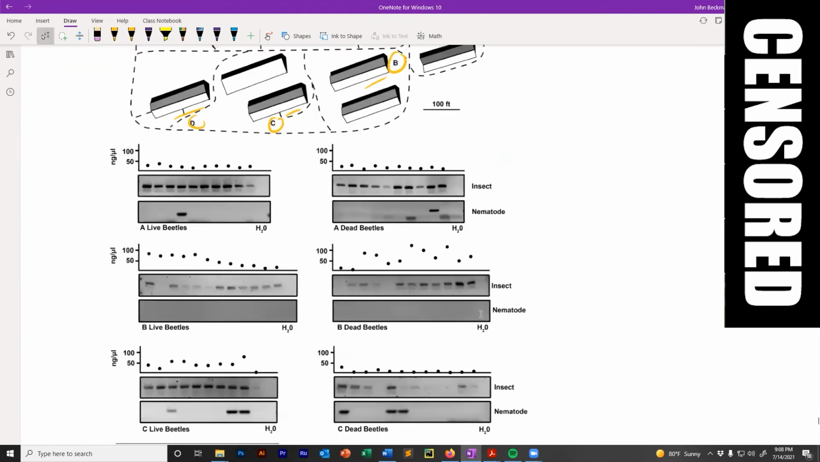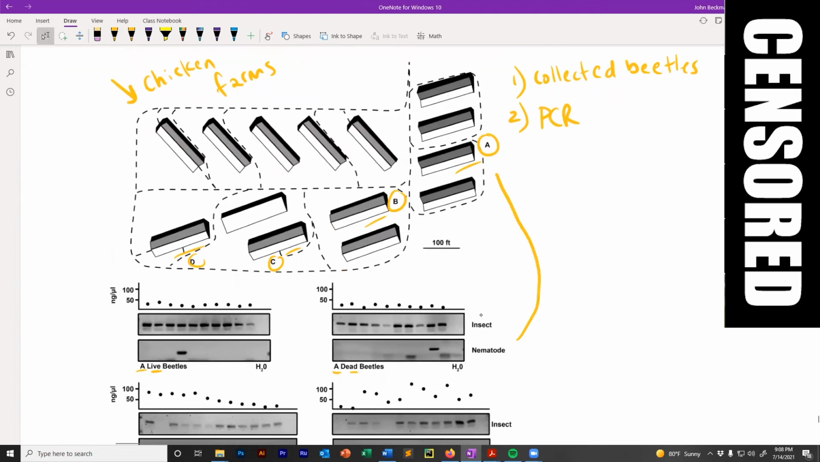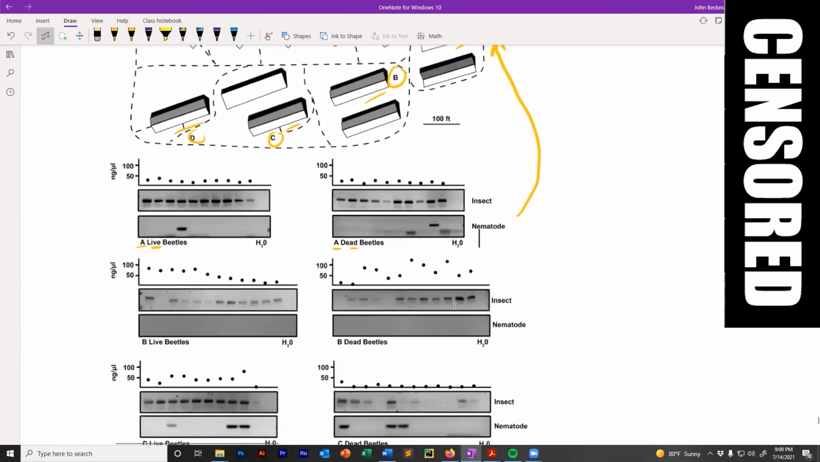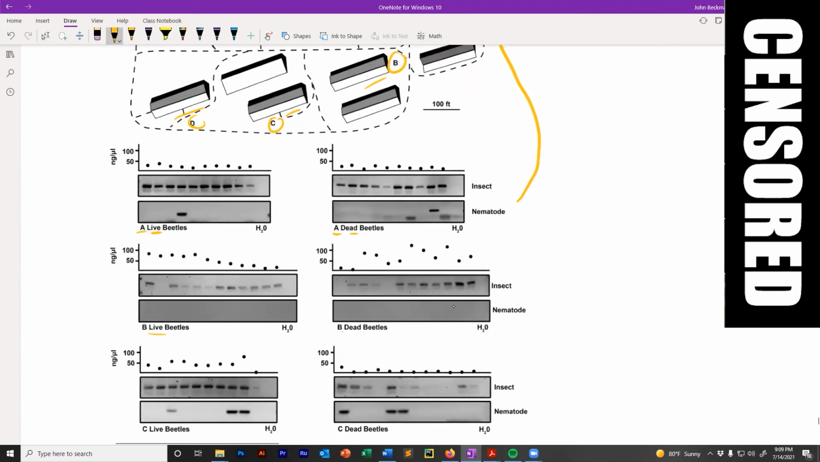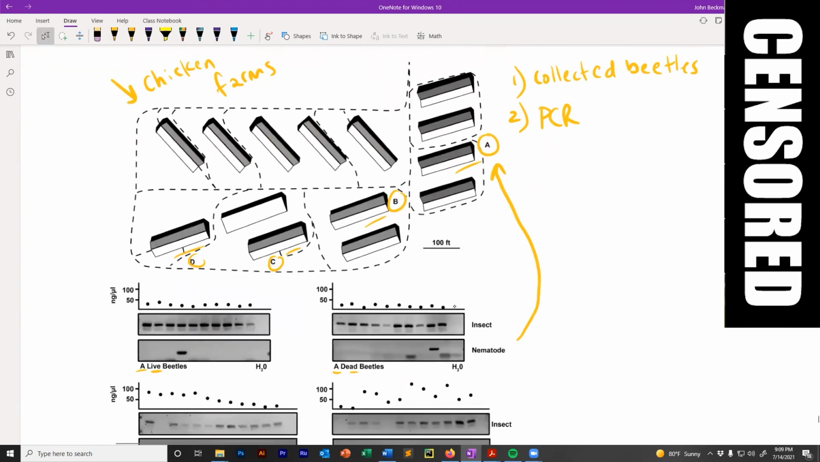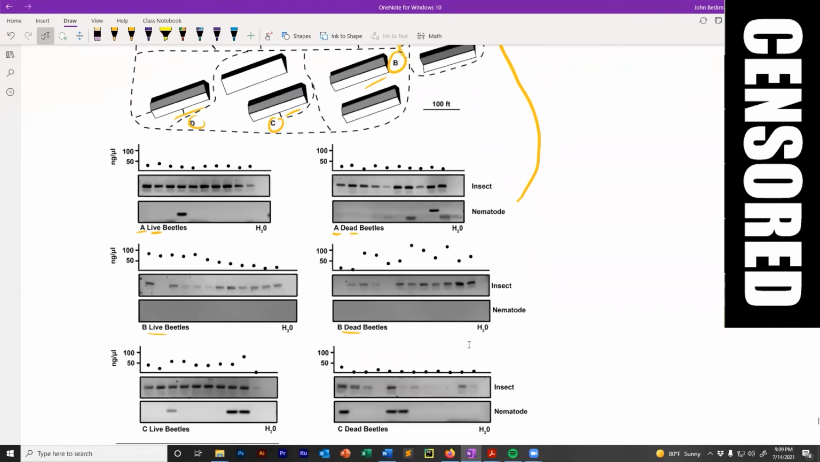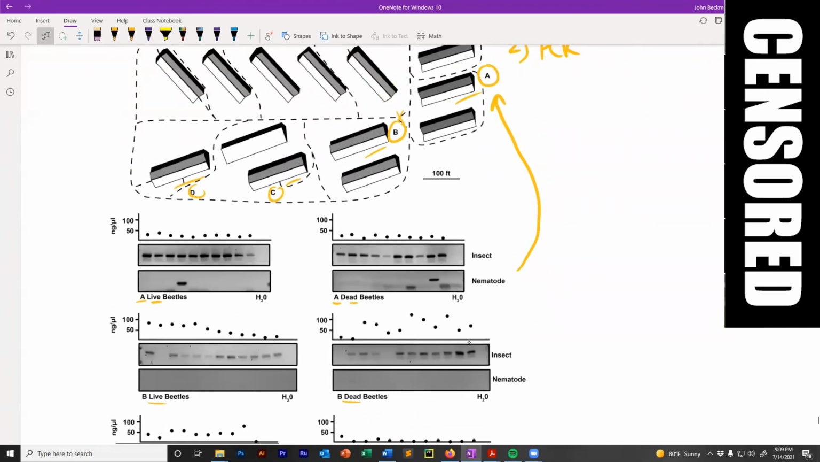Okay. So here's A, live beetles, A, dead beetles. So these ones come from this barn. B, live beetles, B, dead beetles. These ones come from this one, etc. And we have two PCRs. Two PCRs, okay? Nematode, which is the parasite. And we have a PCR of the insect, which is the beetle DNA.